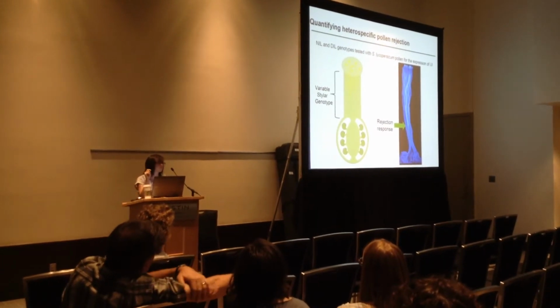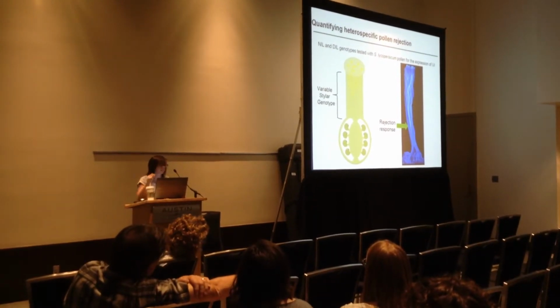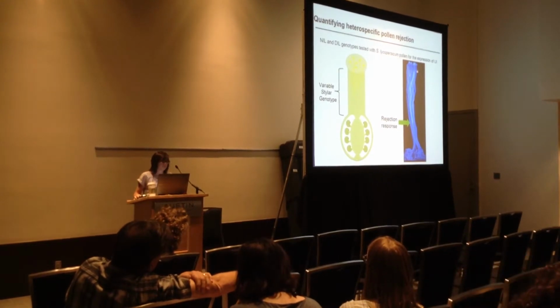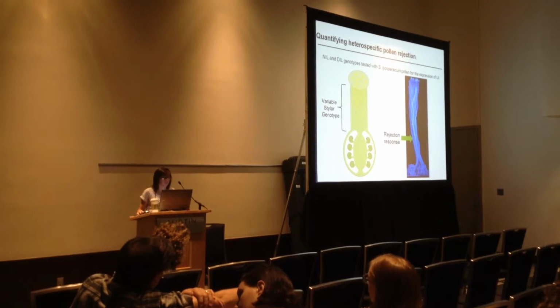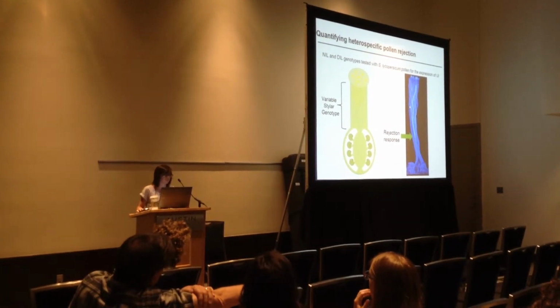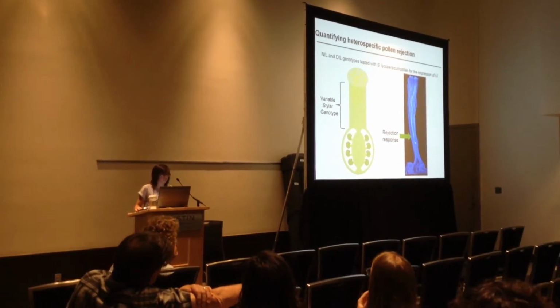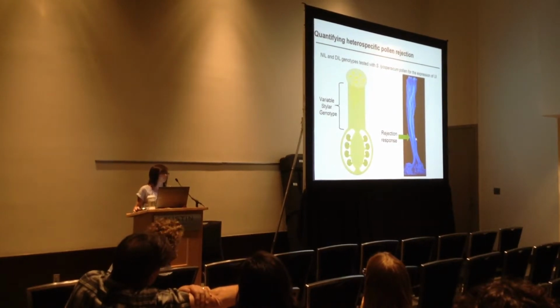And so this is just a little bit of eye candy of what that actually looks like. At the top here, the stigma, we've fluorescently stained this, and these nice bright blue lines are pollen tubes, where we get this really nice rejection response about 3/4 of the way down the style.